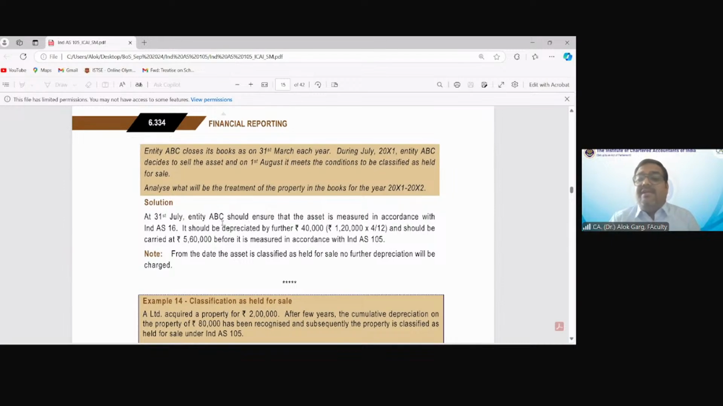In this question, the fair value less cost to sell is not given, right? So you have to write that this 5,60,000 has to be compared with the fair value less cost to sell, and whichever is lower will be the value of NCA HFS. Further, from 1st August 2001, this asset will not be subject to depreciation. Depreciation will not be charged on this asset. This is what is given in the question.